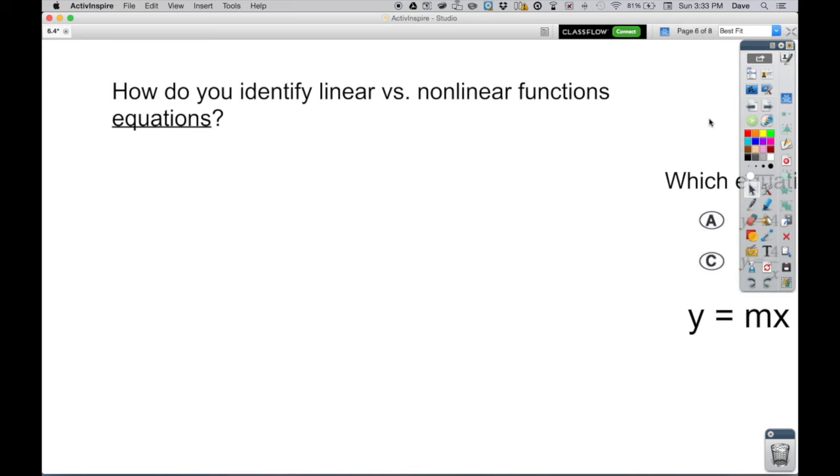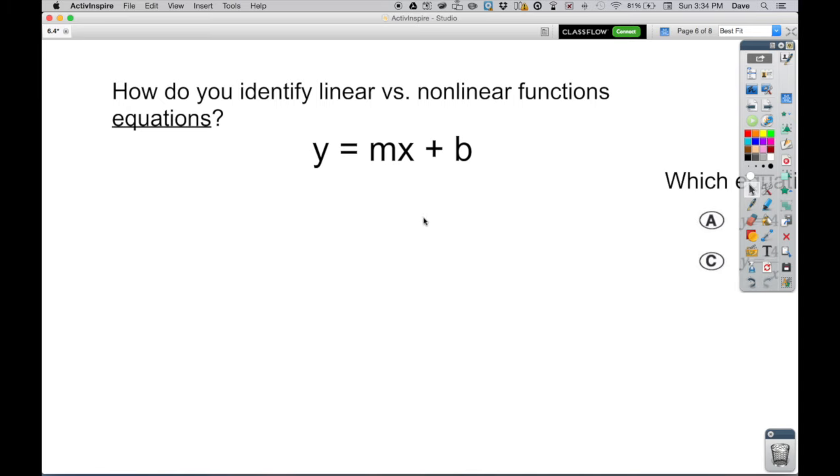All right, let's take a look at one last situation. How do you identify linear versus nonlinear functions when they're in equation form? Well, turns out we already have the tools for this. If we go back to what we learned in chapter 4, one of those forms we learned about, in this case slope-intercept form, y equals mx plus b, is going to help us out here.